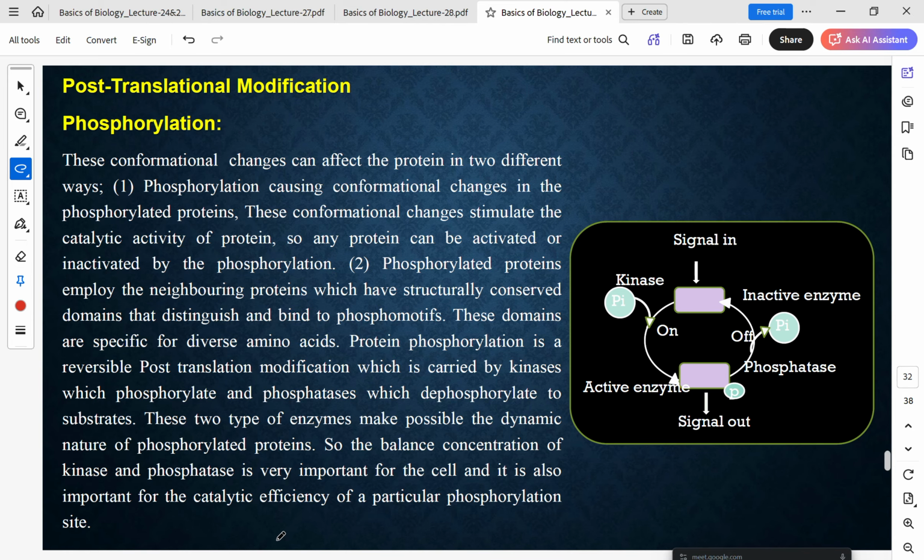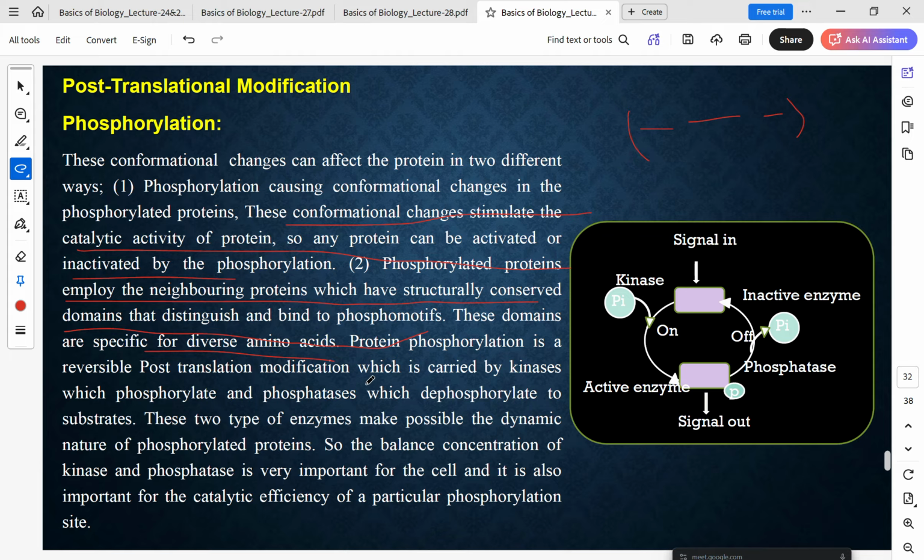The phosphorylation, as I said, can lead to conformational changes. The conformational change stimulates the catalytic activity of the protein, so the protein can be activated or inactivated by the phosphorylation. Phosphorylated proteins employ neighboring proteins which have structurally conserved domains to distinguish between the phosphorylated motifs, and these domains are specific for diverse amino acids. So there is a specific sequence of polypeptides that will get phosphorylated, and a lot of proteins recognize these motifs and do a lot of downstream signaling.